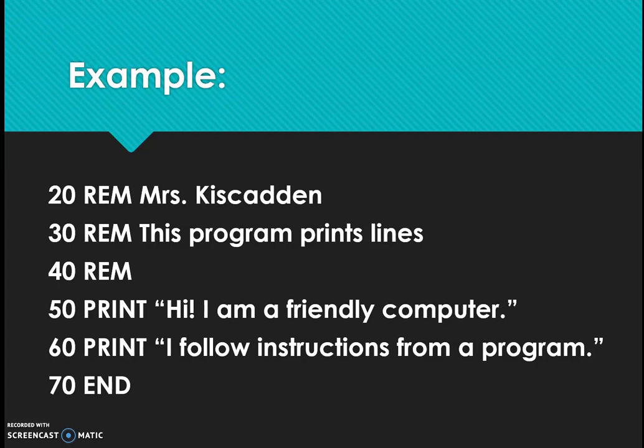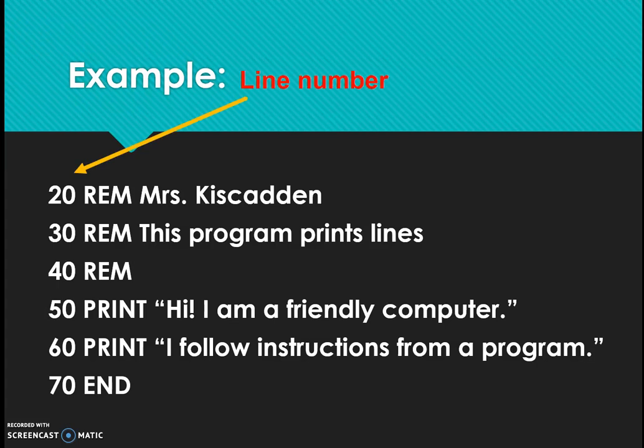Line 50 is the first actual executing line of code. It says to print. The keyword is PRINT. What am I printing? It's going to print, "Hi, I'm a friendly computer," to the screen. Line 60 then is going to also print in a new line, "I follow instructions from a program." Line 70 is the keyword END, which is going to terminate my program. Anything that follows the keyword END will not be executed in a program. So if I had a line 80, line 90, line 100, they will not execute.